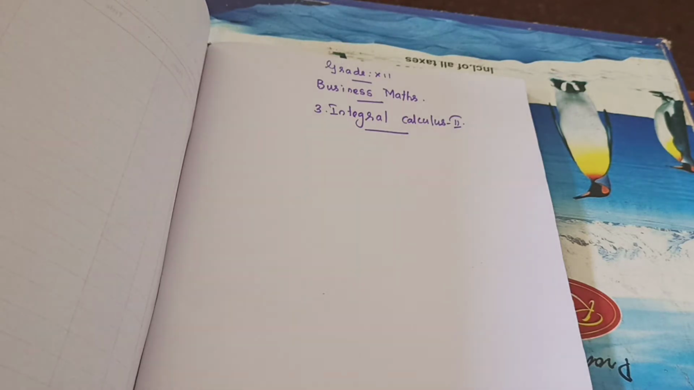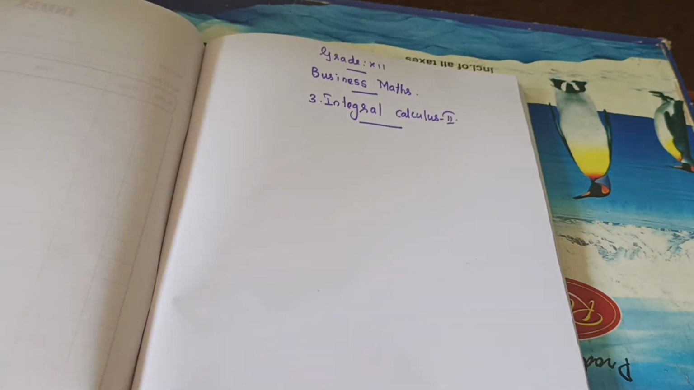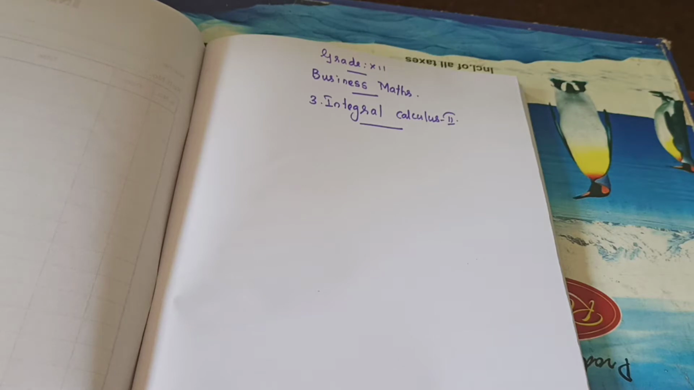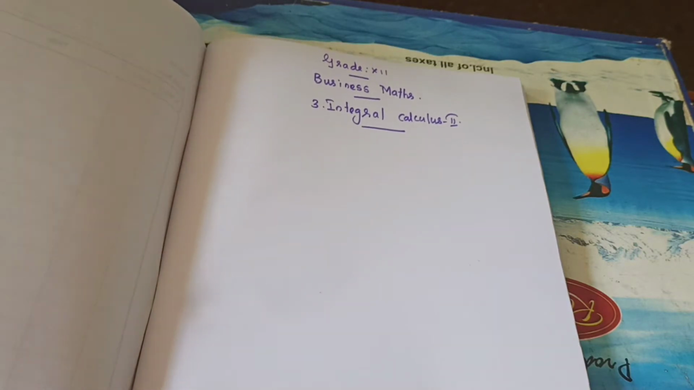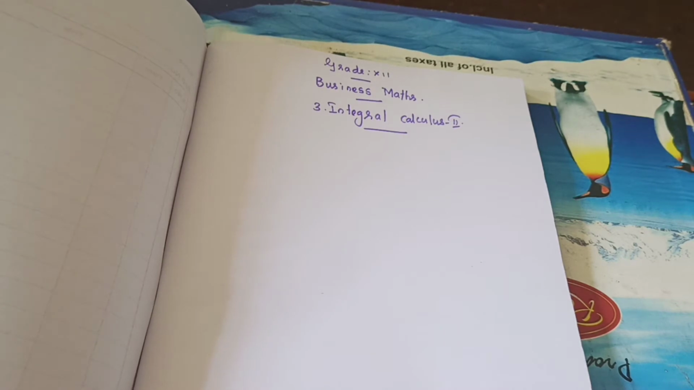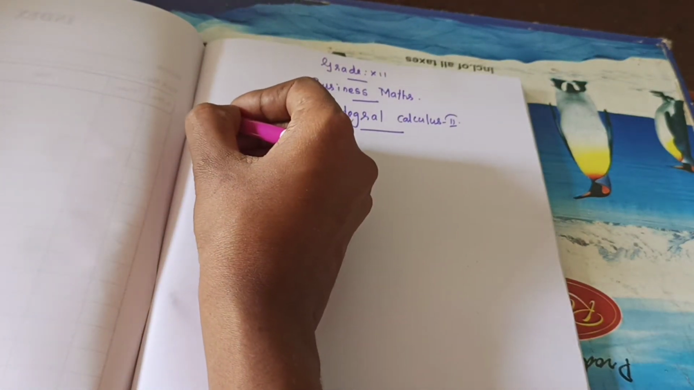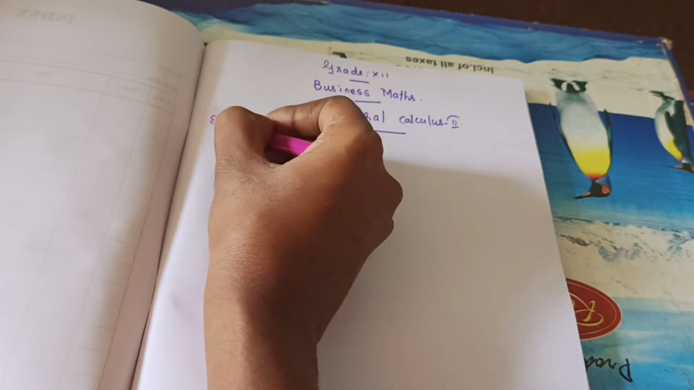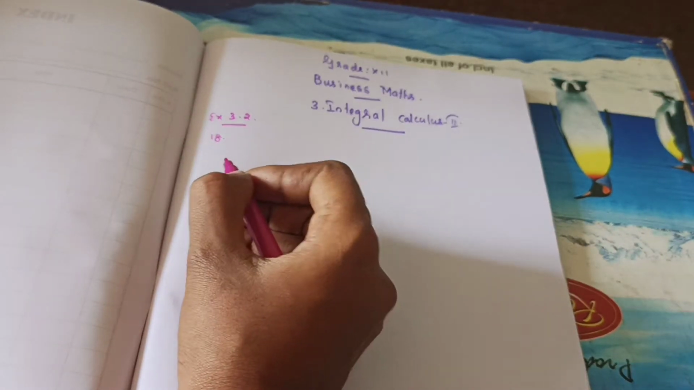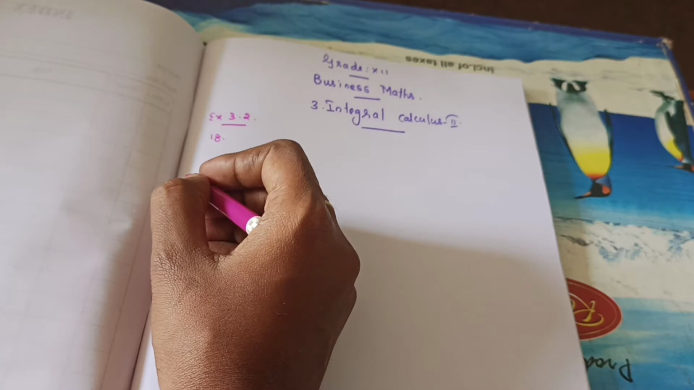Okay, I am reading the question from your book. If the marginal cost of production of a company is directly proportional to the number of units x produced, then find the total cost function when the fixed cost is rupees 5,000 and the cost of producing 50 units is 5625. Okay, first according to the given condition we can write. So exercise 3.2, problem number 18.